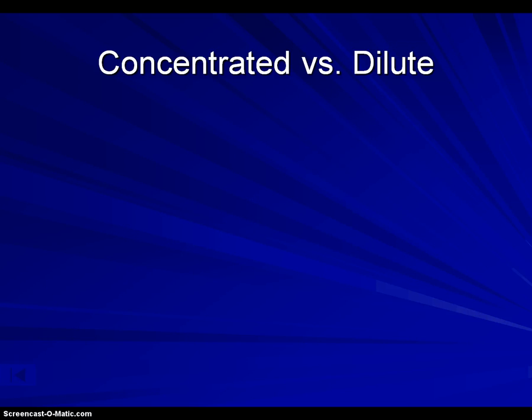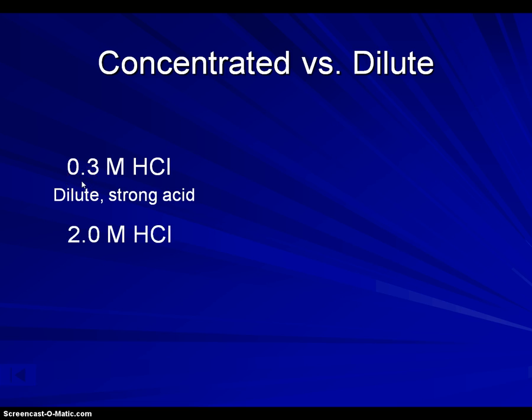Now, we've talked in the first topic about concentration, and that was moles over liters. So I don't want you to get confused by talking about strength versus talking about concentration of acids and bases. Here is a 0.3 molar hydrochloric acid. This is a very dilute but strong acid. Hydrochloric acid is a strong acid because it dissociates into ions when it's in water almost 100%, but it's dilute because we have a small molarity per unit volume.